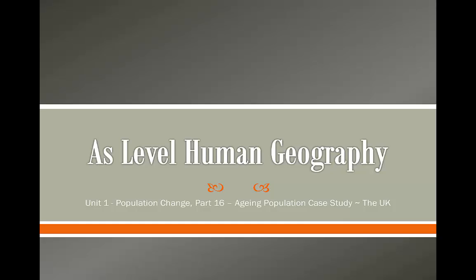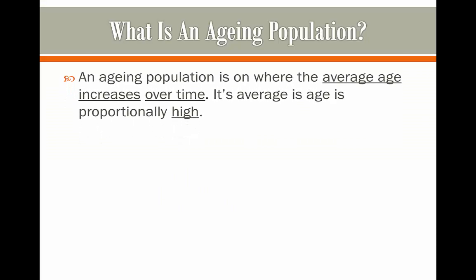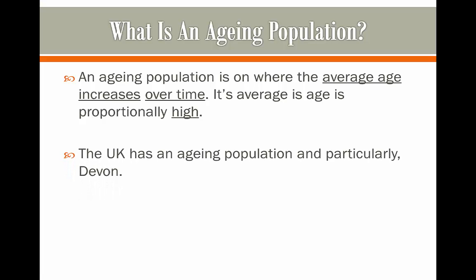Today we're going to be looking at ageing populations, and specifically the ageing population of the UK. Now, what is an ageing population? An ageing population is one where the average demographic age is going to increase over time, and as a result the average age is proportionally high. The UK is a prime example of a country with an ageing population, and the main place where the ageing population is taking place is Devon.